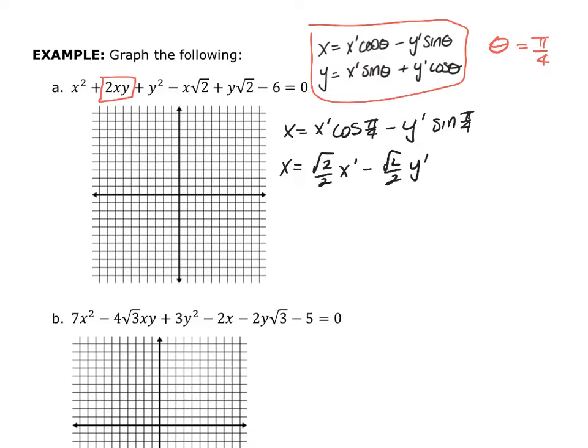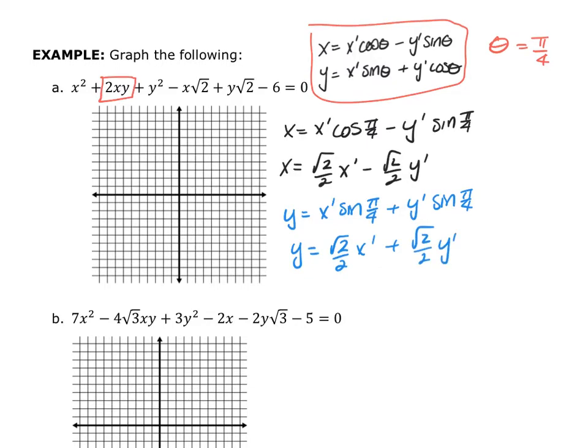Now I'm going to find a similar equation for my y. Y is going to be equal to x prime, the sine of pi over 4, plus y prime, the cosine of pi over 4. And we end up with y is equal to the square root of 2 over 2 x prime, plus the square root of 2 over 2 y prime. What kind of questions do you have for me so far? Anything?